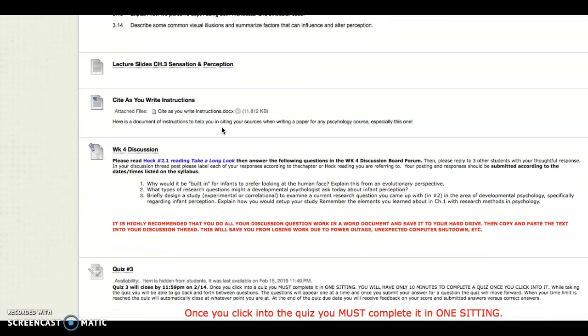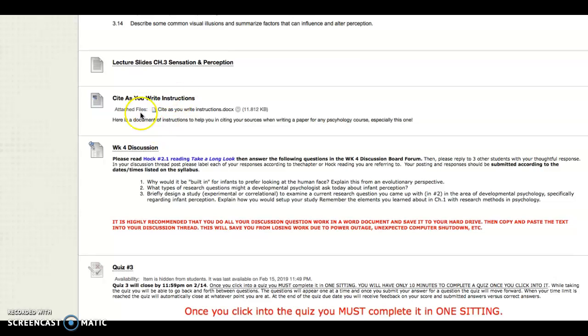And then you have your discussion, and I put the cite-as-you-write instructions right along with the discussion, just because I noticed in the discussion posts, people are still not always consistently citing where their ideas are coming from, or not citing correctly. So just check out this one-page document that tells you how to cite the information that you're using in your responses.